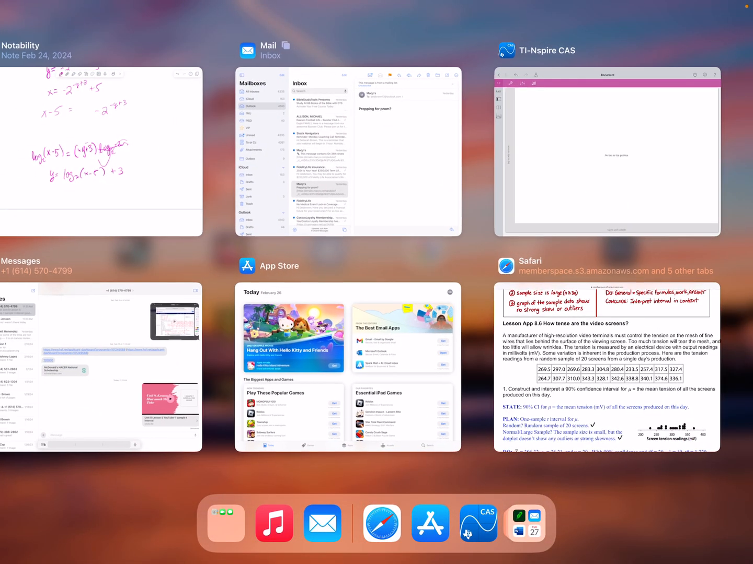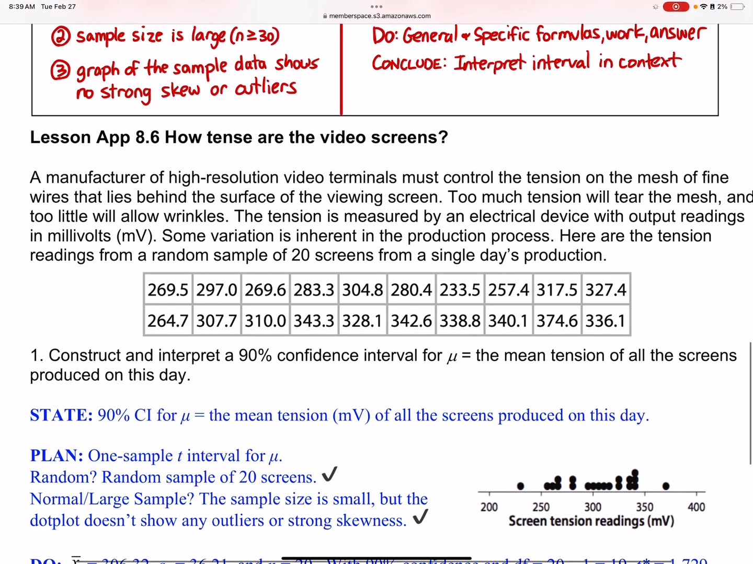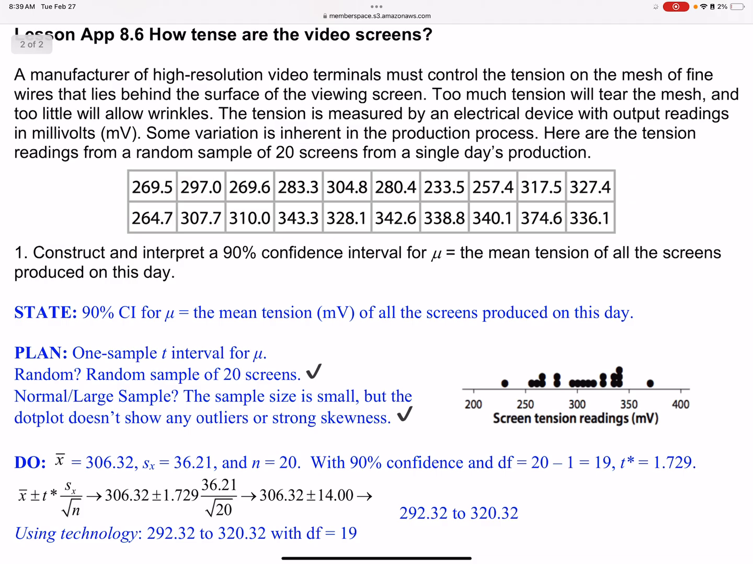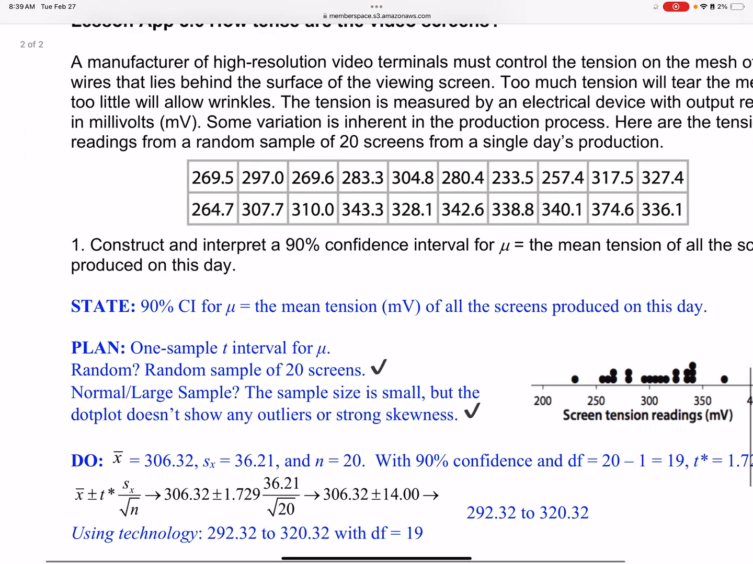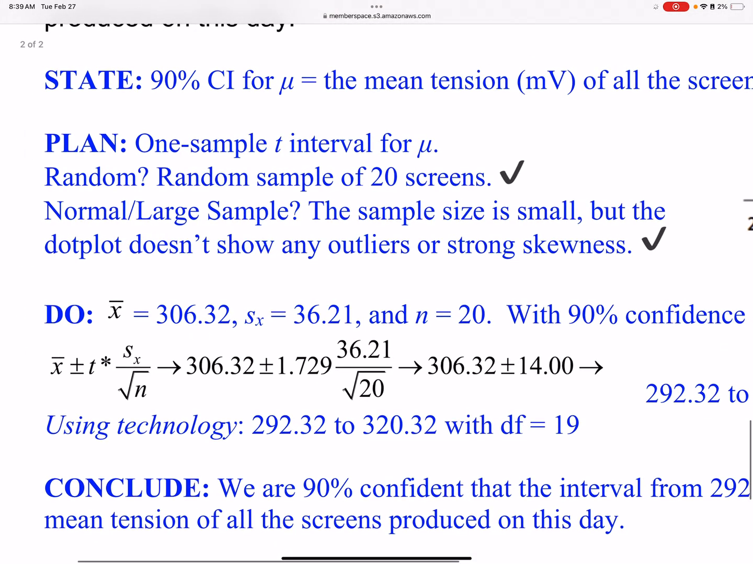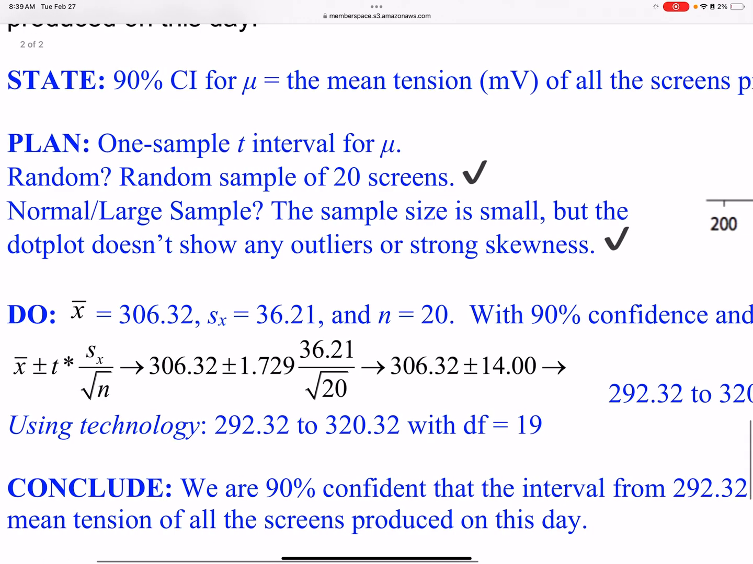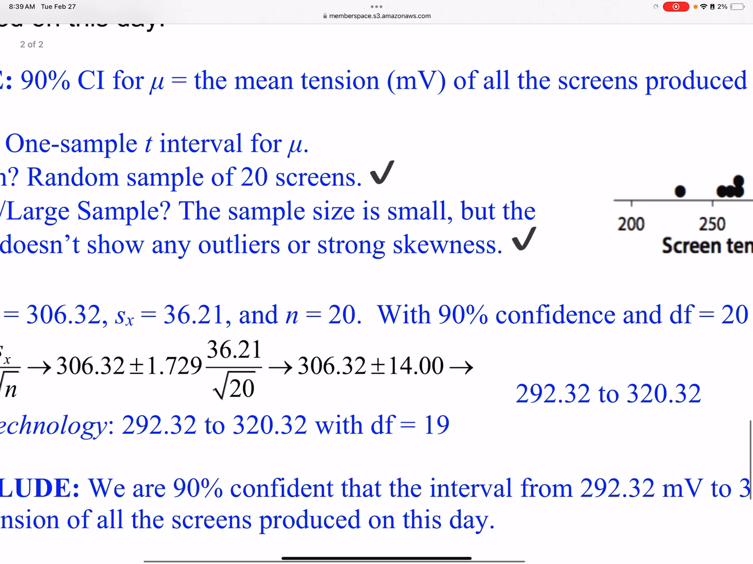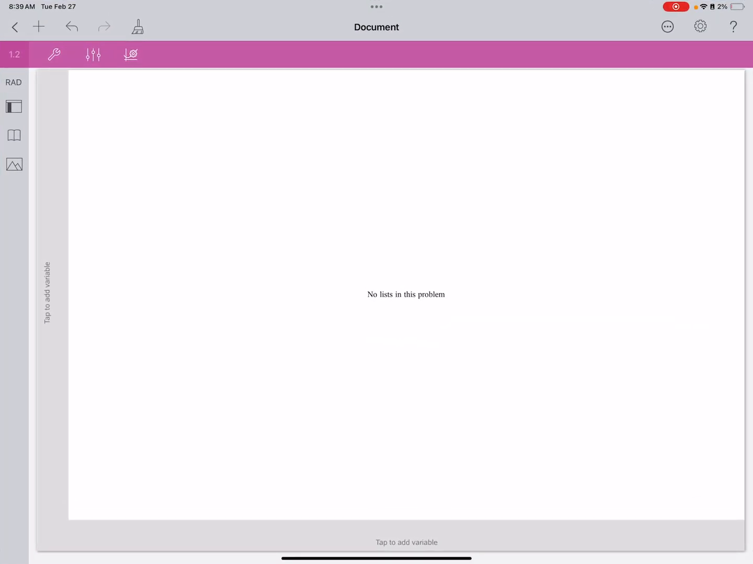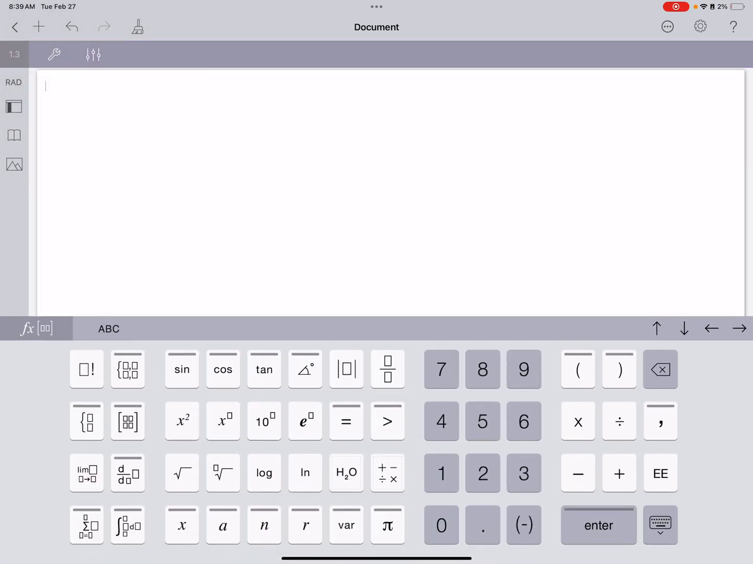Okay, so that will give you a dot plot that looks like this. You'll draw the dot plot and say, hey, it's good to go. Then you saw that I already got the data, 306.32, the standard deviation of 36.21, and the n is 20. And then you're just going to put everything in here. Except, of course, I needed to find the t-star, which I haven't yet, which is inverse t. And 90% confidence means you're going to put in what? So you're going to go ahead and go to inverse t.